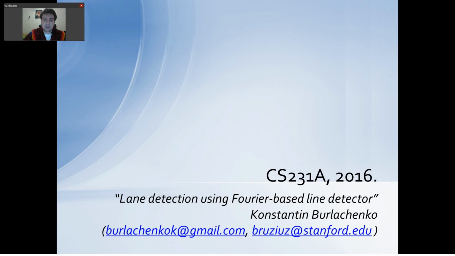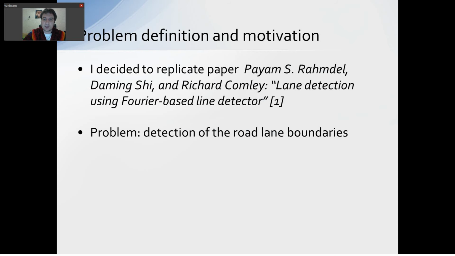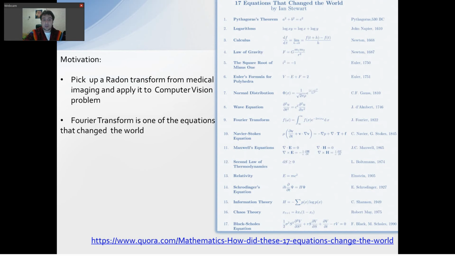My name is Konstantin. It is line detection using a Fourier-based line detector. The problem setup is detection of road lane boundaries via the usual camera perspective model. My motivation is that the Fourier transform is one of the equations that changed the world.